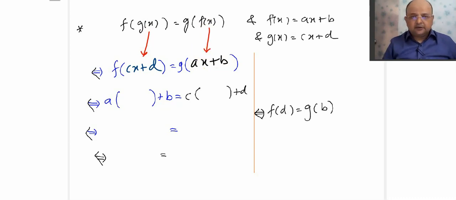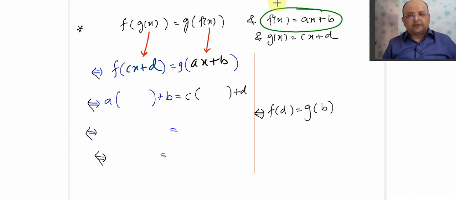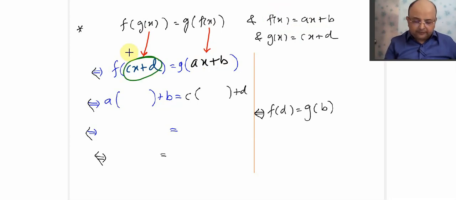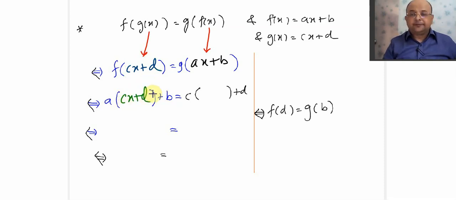Now I ask you, careful, rapid fire round. What is f of x? Ax plus b. What is f of y? Ay plus b. What is f of z? Az plus b. What is f of something? A something plus b. What is that something? Cx plus d.